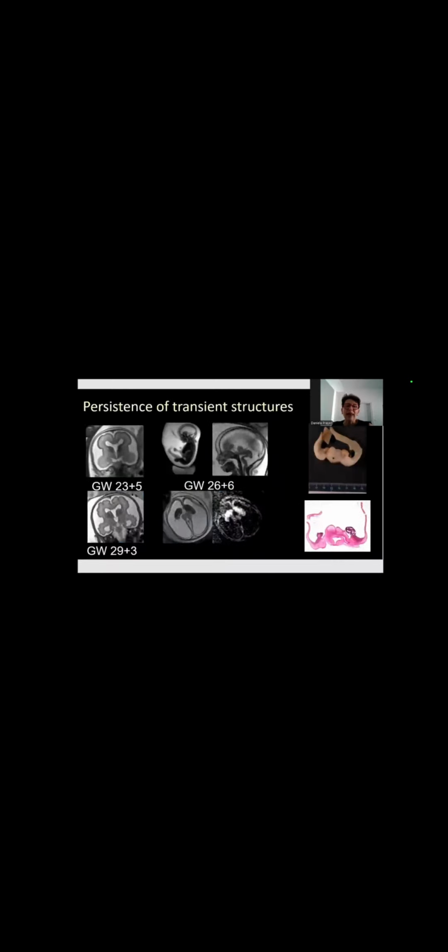Here you see a persistence of the germinal matrix. In the upper row are the fetuses, in the lower row you have normal fetuses of the same age. And here another example where we can really see in the upper row these very, very big germinal matrices in an otherwise lissencephalic brain.